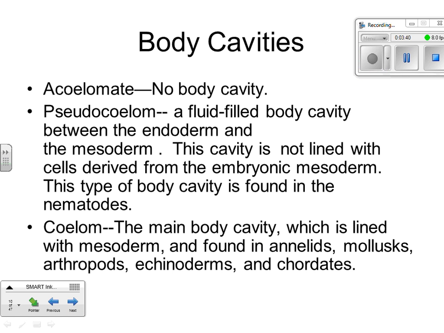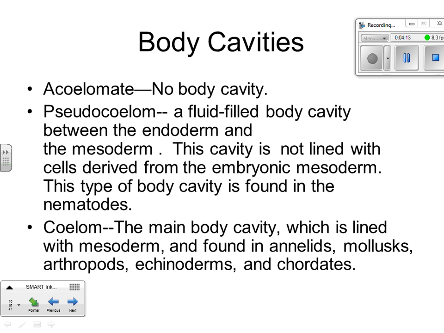We talked about the different kinds of body cavities. A few kinds of animals have no body cavity at all, acoelomate. What would be a kind of animal without a body cavity? Sponge, jellyfish, flatworms, things without what? You don't need a body cavity if you don't have what? Organs. Things without organs in general. Nematodes, which are roundworms, they have a body cavity.